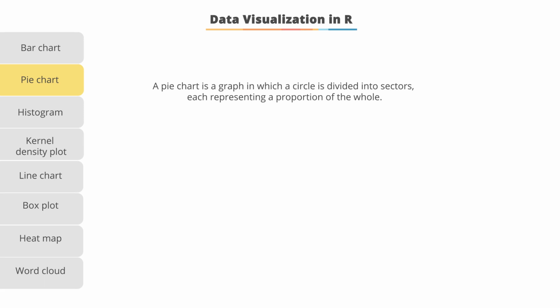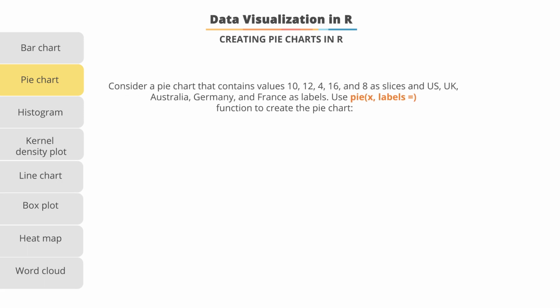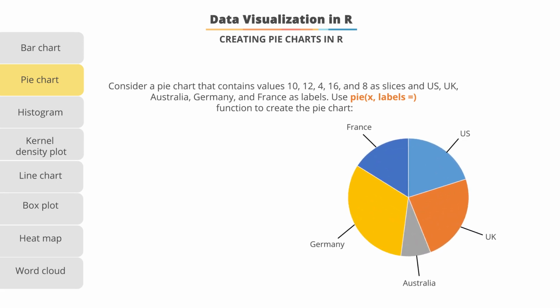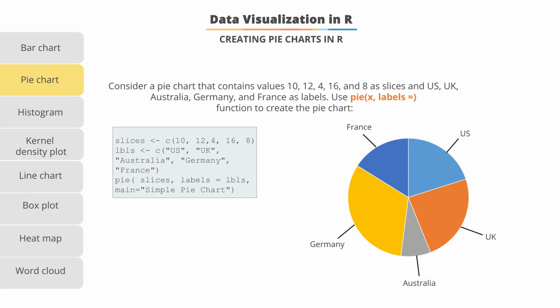So when we look at this syntax, well, pie and the different attributes that we have within it. Let's consider a pie chart that contains the values 10, 12, 4, 16, and 8 as slices. And those slices are denoted as the US, the UK, Australia, Germany, and France. Those are the labels. So here, we create slices by concatenating 10, 12, 4, 16, and 8. We have the labels as US, UK, Australia, Germany, and France. And then we have the pie as the slices with those labels attached. And you can see to the right that those numbers are denoted to match what the labels reflect.